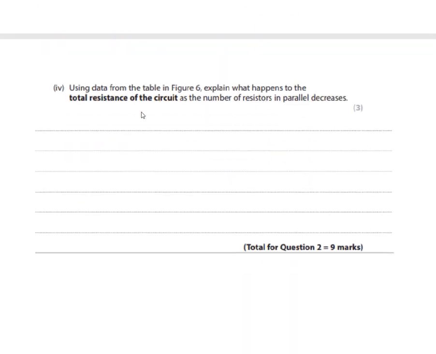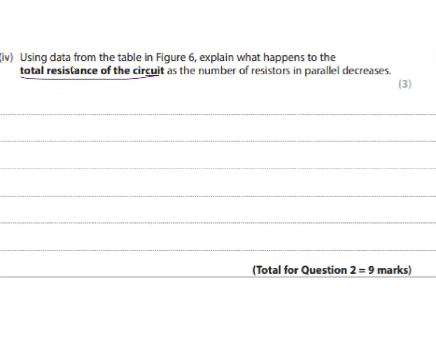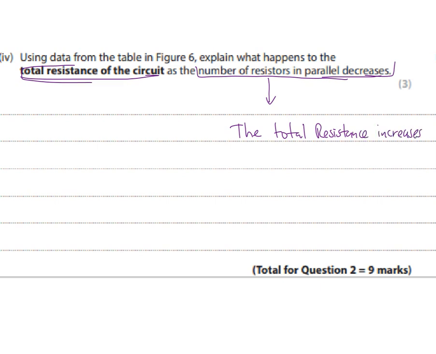A question: what happens to the total resistance when the number decreases? Okay, the question is telling us, when the number decreases, what happens to the resistance? So therefore we need to talk about that. As the total number of resistors decreases, we can say the total resistance increases. Okay, now how does it increase?